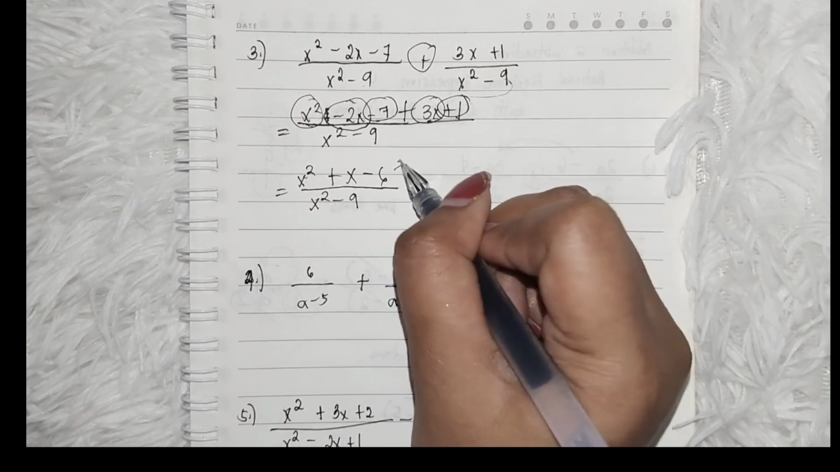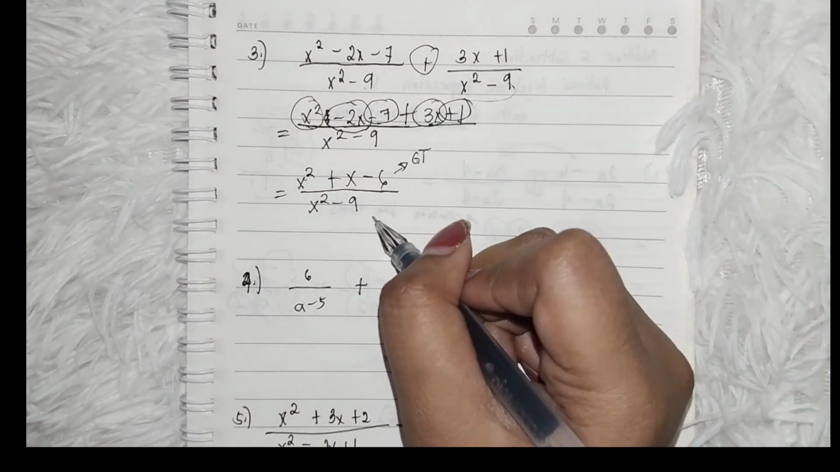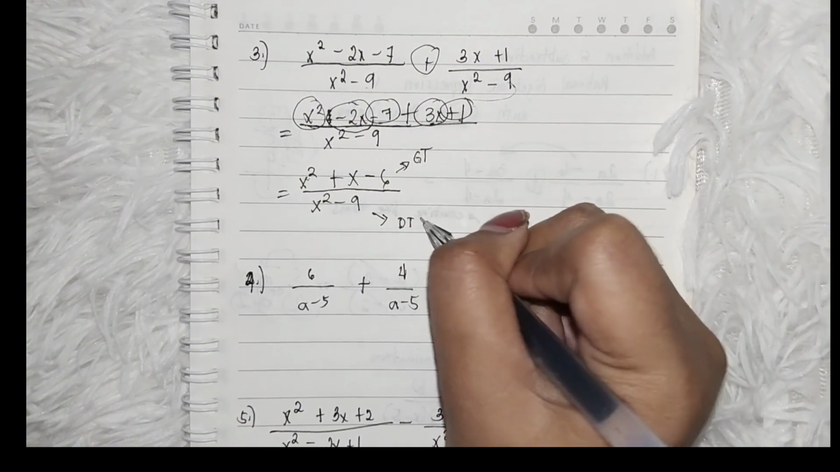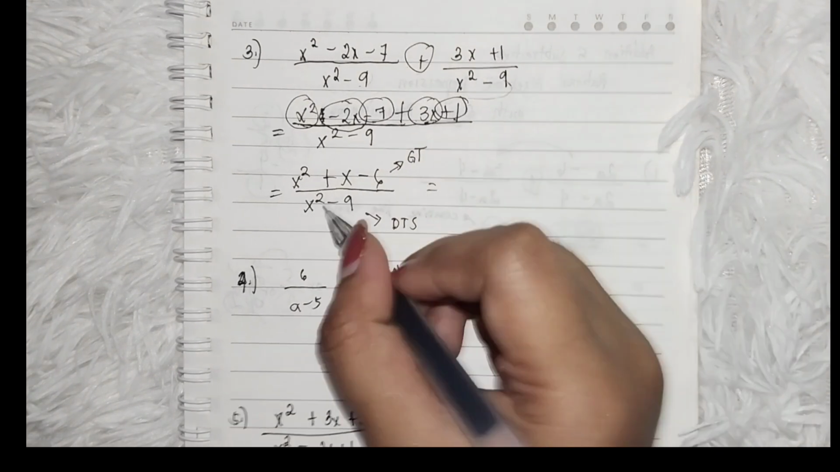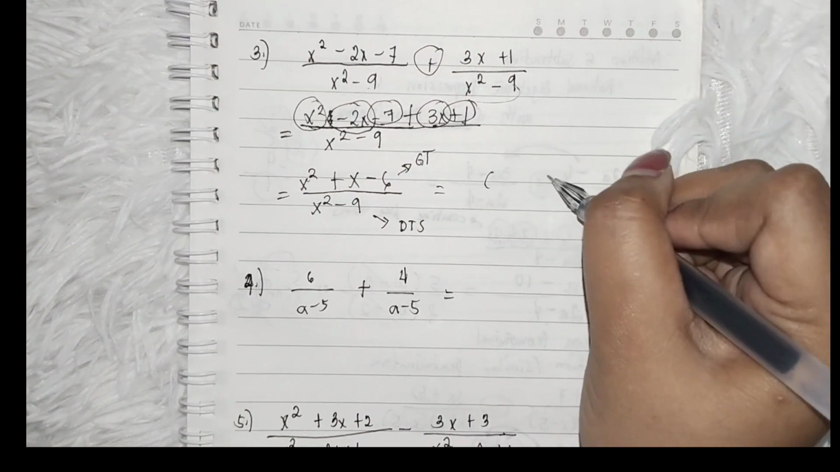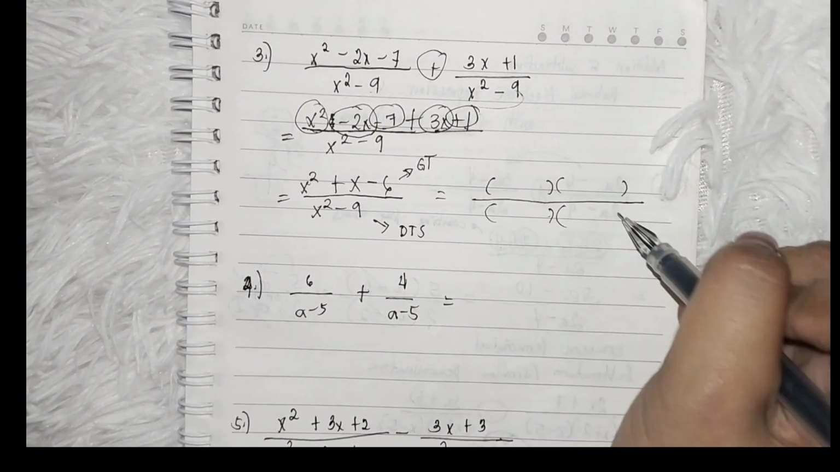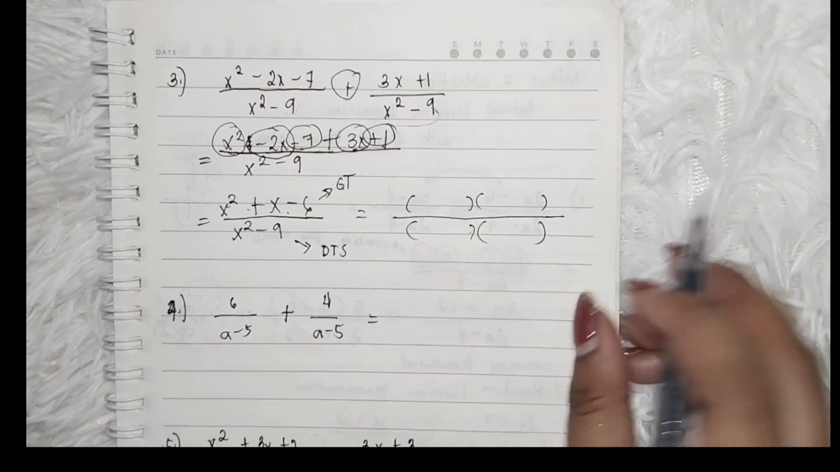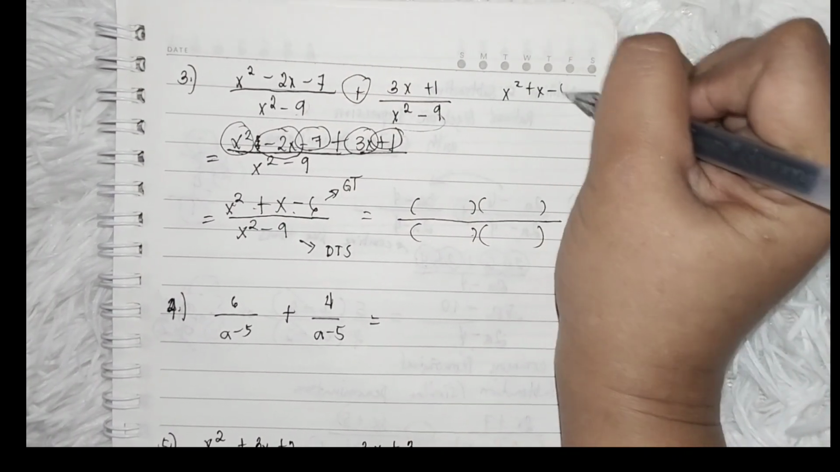Itong numerator, mafa-factor natin using general trinomial. Ito naman ay difference of 2 squares. So, factoring x squared plus x minus 6. Right? Lagay natin dyan. Dalawa. Tapos ito, dalawa din. X squared plus x minus 6, ihiwalay natin siya. X squared plus x minus 6.